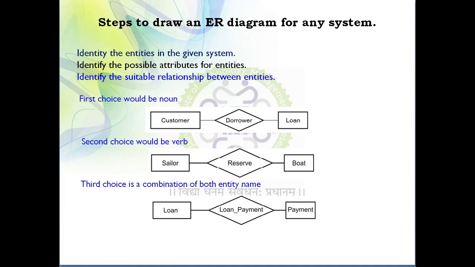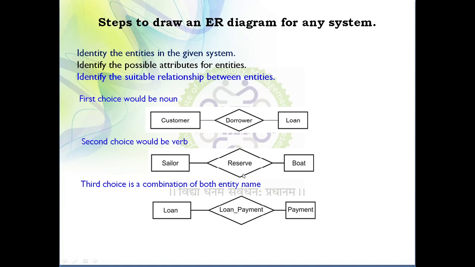Now the second choice is a verb. When a noun is not available, in that case you have a second choice, and that second choice should be a verb. Suppose I have two entities, one is a seller and the second one is a boat. In order to establish a relationship, is there any noun available? Suppose not, so the second choice would be a verb. So I will take reserve as a relationship between seller and boat. How can you read this particular diagram? Seller, reserve, boat. Reserve is a verb.